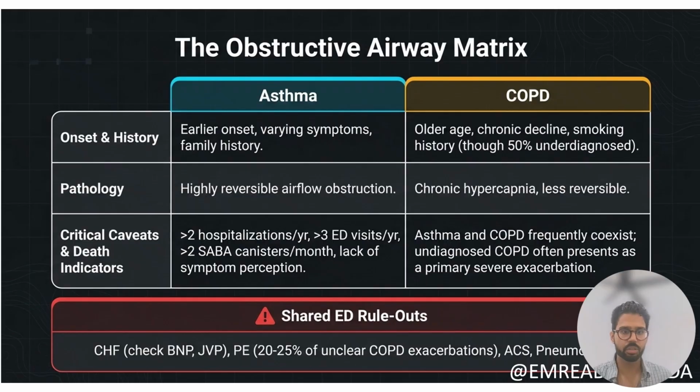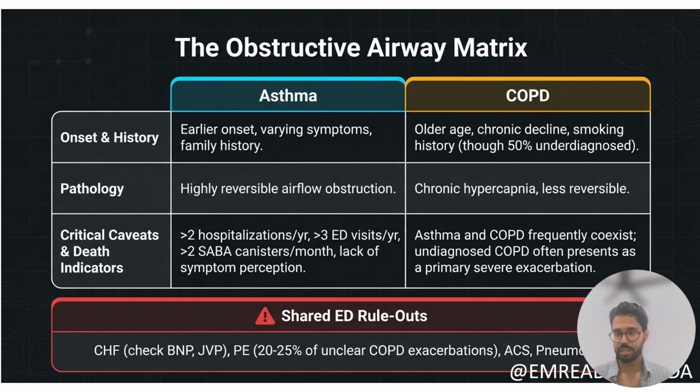In asthma, critical caveats and death indicators: more than 2 hospitalizations per year, okay? More than 3 ED visits in a year, more than 2 short-acting beta agonist canisters per month, or a lack of symptom perception. These are factors that militate towards a more critical diagnosis.